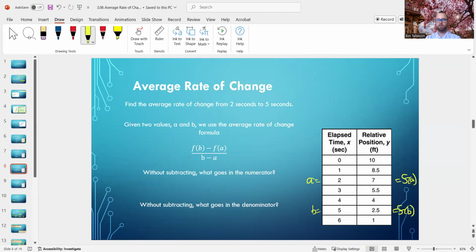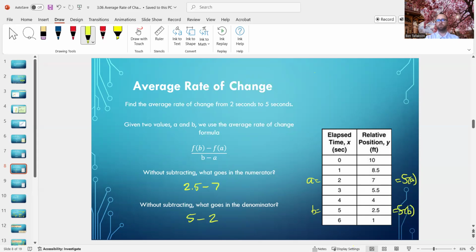And speaking of practice and memorize, we don't always just want to do work in our head, right? We want to write the formula. Then we want to set it up to get used to that pattern, that routine. So we're not going to subtract yet. We're just going to write out what goes in the numerator. What do you think it is? Well, f of B, we labeled that, right? Minus f of A, that was 7. Without subtracting, same thing with the denominator, B minus A.